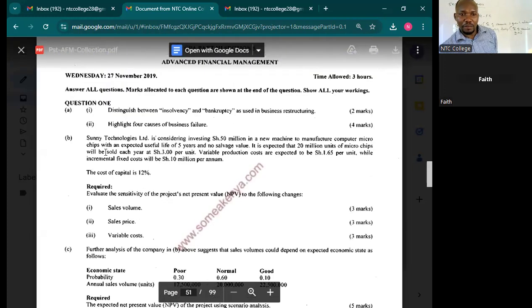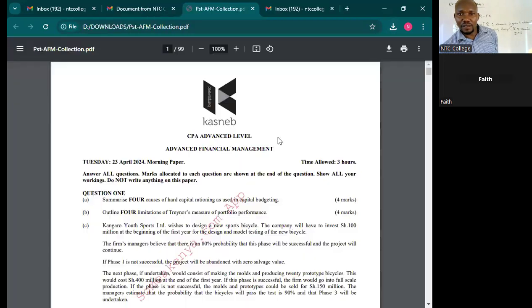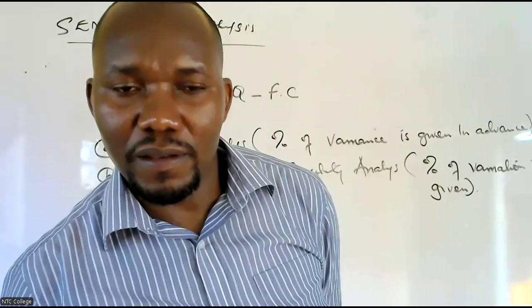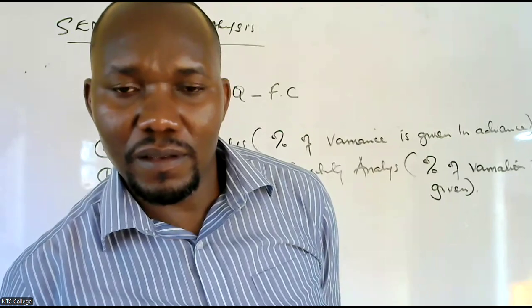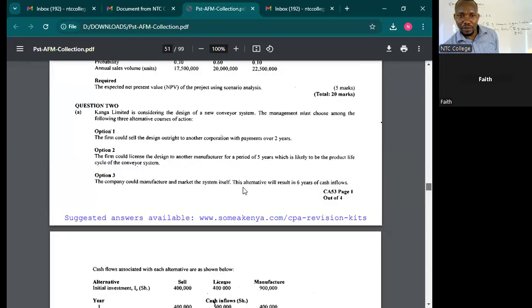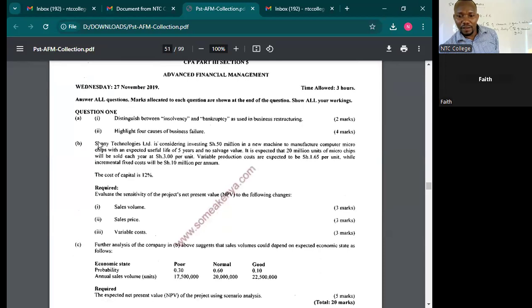You're seeing this one, number 1B. Can somebody read it for us? It's number 1B. You can read it.